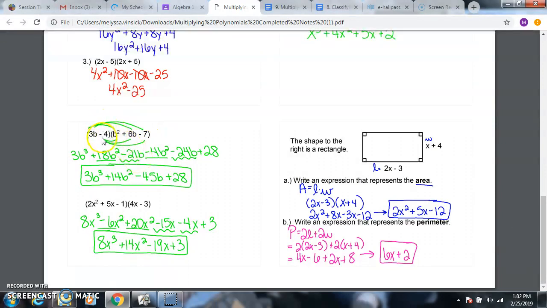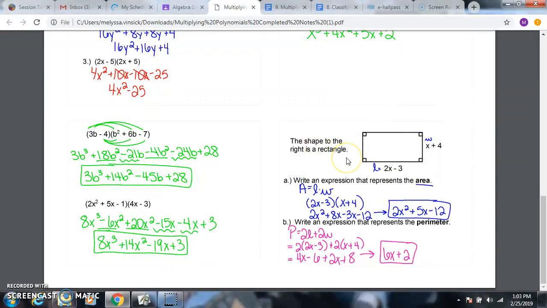And you do the same thing with this negative 4. You have to distribute it to each piece in that other parenthesis. So negative 4 times b squared is negative 4b squared. Negative 4 times 6b is a negative 24b. And then negative 4 times negative 7 is a positive 28. Again, combine like terms like normal. Same thing with this bottom example. You have a trinomial times a binomial. So you're distributing each one of this first set to each piece of the second set and then combining like terms.